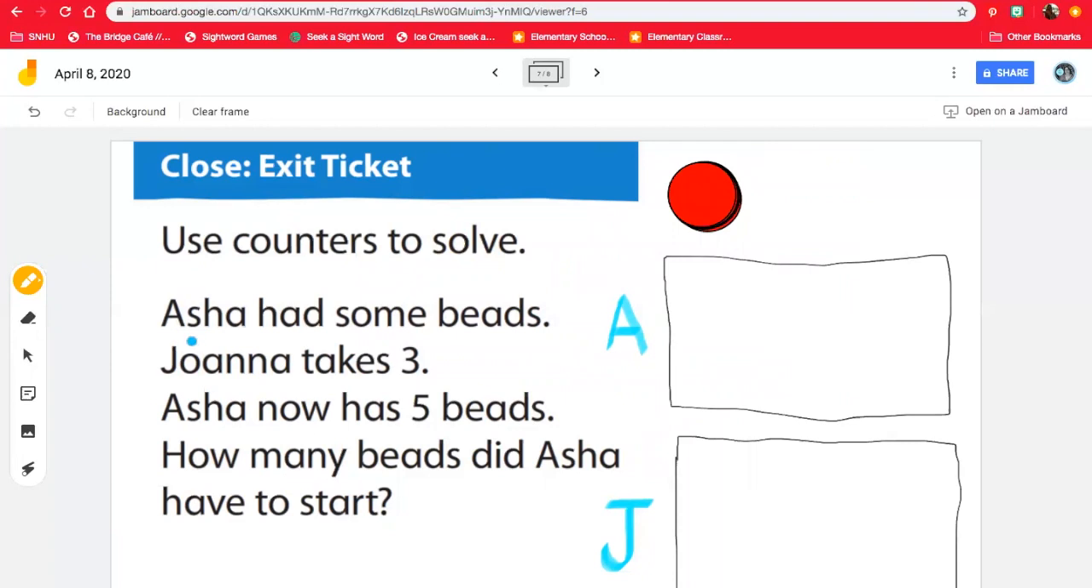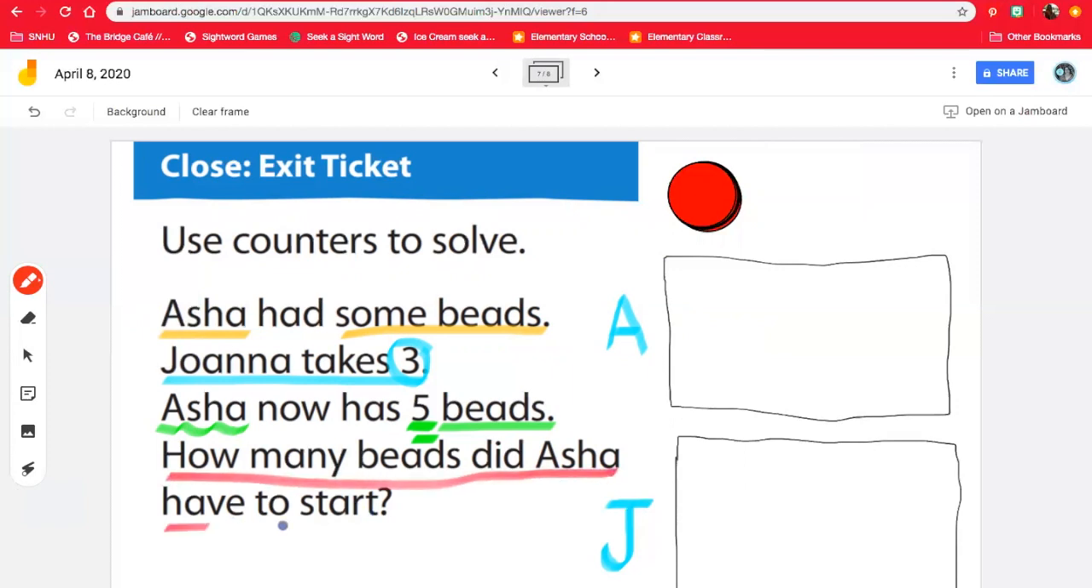So who's this problem about? Well, we know it's about Aisha and how she has some beads. We know that Joanna takes 3. How many does she take? 3. Aisha now has 5 beads, so that's what she ends with, is 5 beads. And that's Aisha. So Aisha now has 5 beads. The question's asking, how many beads did Aisha have to start? So we want to know, how many did she start with?